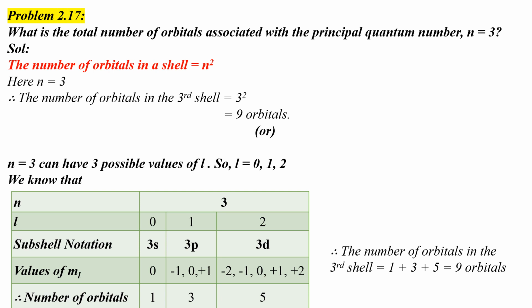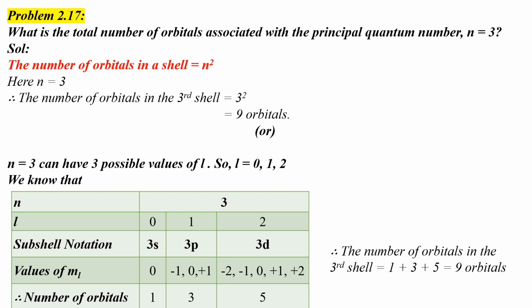When n equal to 3, we know that it can have 3 possible values of l. What are they? 0, 1 and 2. I've written everything in tabular form. The subshell notation corresponding to these n and l values are 3s, 3p and 3d. We know very well that if l is 0, it stands for s subshell. If l is 1, it means p subshell. And if l is 2, it means d subshell.